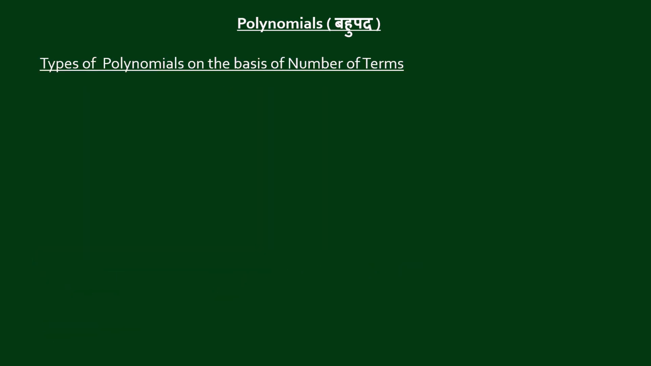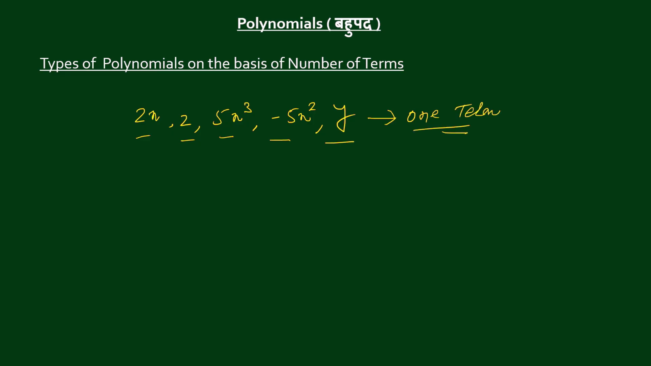So terms के basis पे भी polynomials को classify कर सकते हैं. Suppose कुछ polynomials का examples लेते हैं. 2x², 5x³, minus 5x²y. Now इन सारे polynomials में common क्या है? So सारे polynomials में there is only one term. So polynomials जिसमें सिर्फ एक term होता है उनको हम monomial कहते हैं.